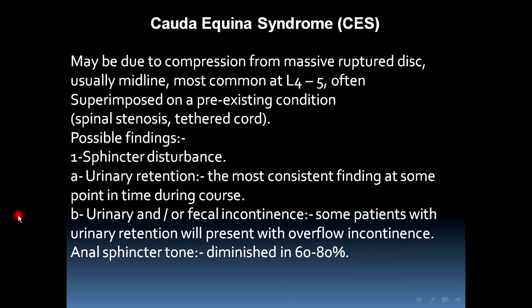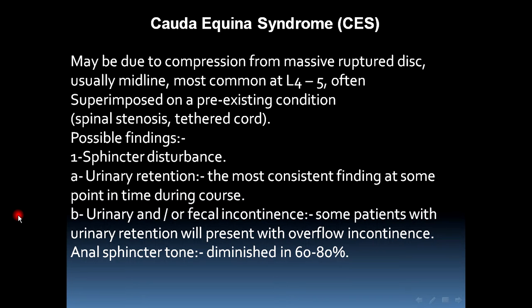In neurosurgical practice, one of the most important spine emergencies is cauda equina syndrome, which may be due to compression from a massive ruptured disc, usually midline, most commonly at L4, L5, and often superimposed on pre-existing conditions like spinal stenosis and tethered cord. The possible findings are sphincter disturbance, which includes urinary retention, the most constant finding at some point in time during the course, and urinary and or fecal incontinence.